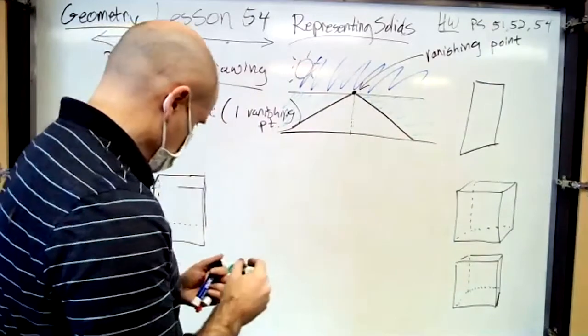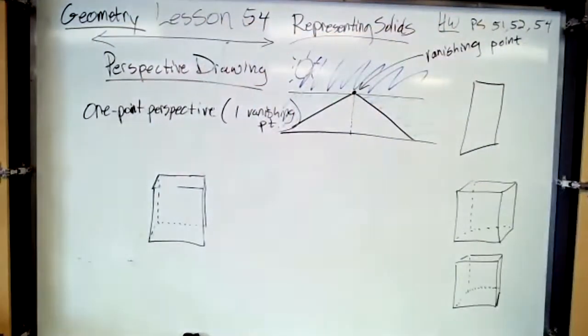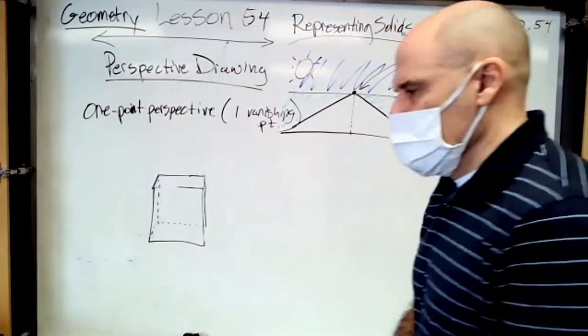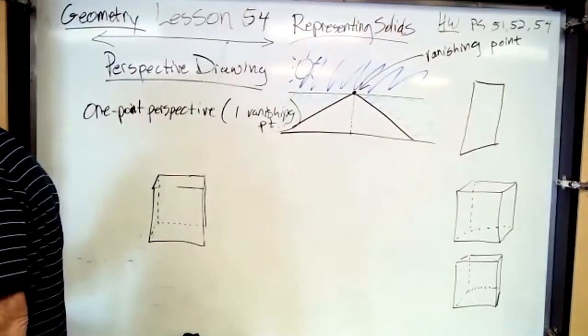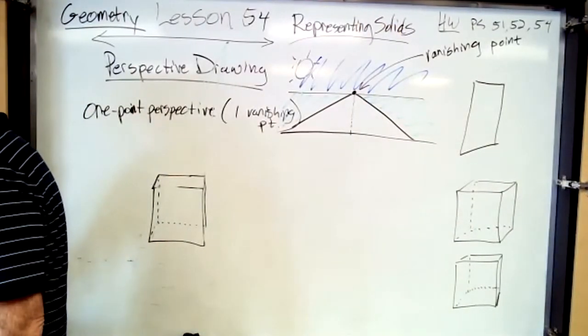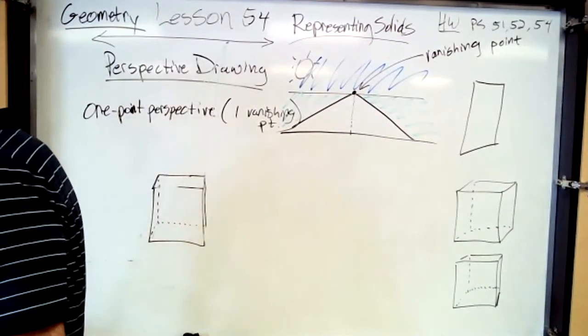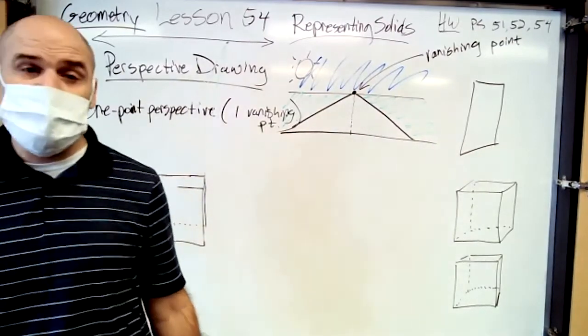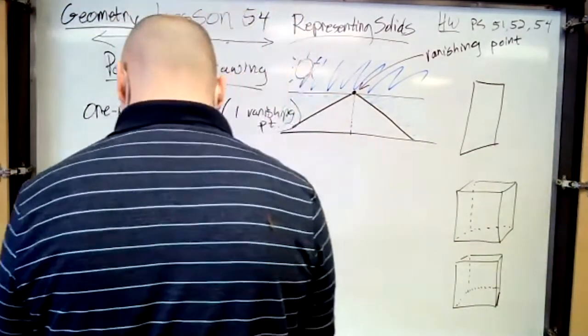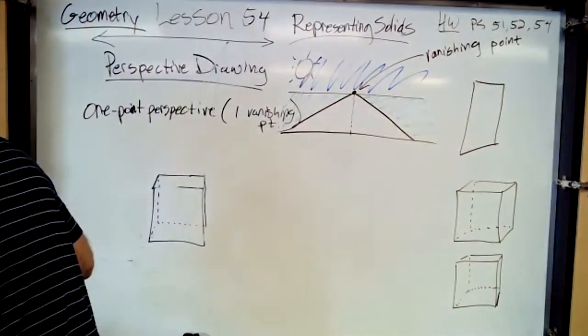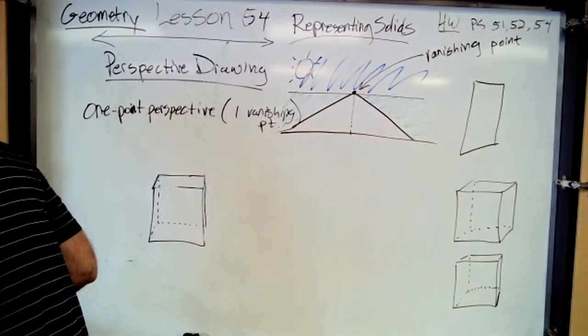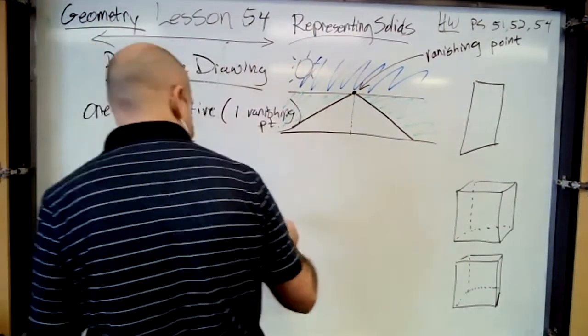Okay? Still doesn't look as pretty. Bless you. Thank you. So that's a one-point perspective. Let's try a two-point perspective. Okay, so two-point perspective is where you have two vanishing points.